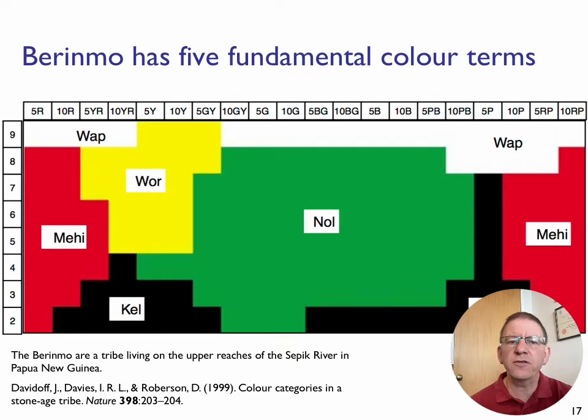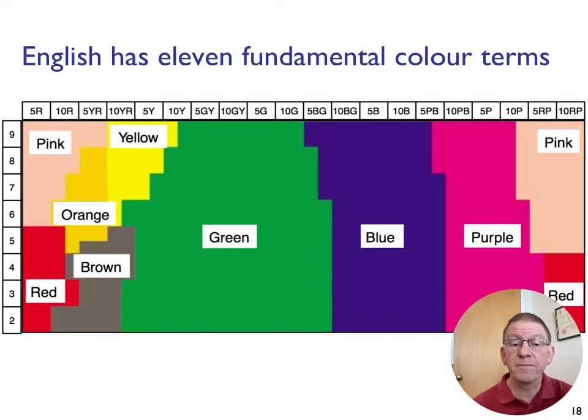For example, the language of the Barinmo people has 5 fundamental colour terms that map to the Munsell chart in this way. WAP is white and pale versions of all other colours except yellow. Kel is black, but also dark versions of brown, dark yellowy greens, dark blue greens, and dark blues. It also incorporates certain shades of brighter blue purple. Mehi covers red and dark pink and reddish purples. War covers yellow and yellowish shades of green, orange and pink. And Knoll covers almost all greens and blues.